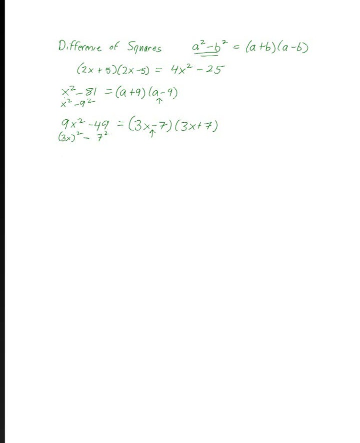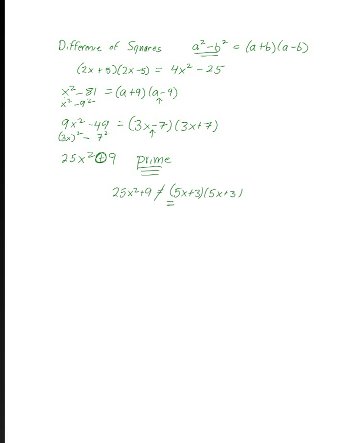The thing to watch out for on these is something like 25x squared plus 9. Notice this one would actually be a sum of squares because I have a plus in the middle. A sum of squares is always, always, always prime. Okay? A lot of people try to do this, and this is wrong. They try to tell me 25x squared plus 9 is the same as 5x plus 3 times 5x plus 3. But that doesn't work. And remember why it doesn't work.